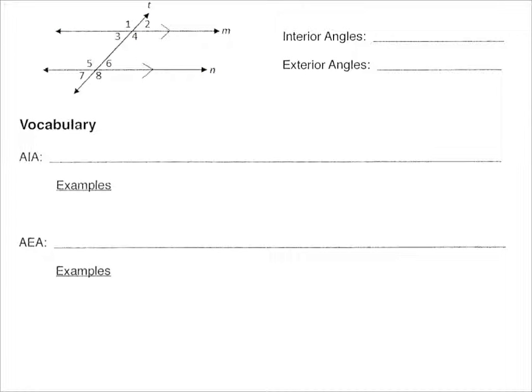Here we go once again. We've got parallel lines cut by a what? What do we call that line that cuts through them? Transversal. The interior angles are the angles that are inside the parallel lines. So 3, 4, 5, and 6 would be your interior angles, because they're inside the parallel lines. The exterior angles are the ones outside the parallel lines, which are 1, 2, 7, and 8. Those are your exterior angles.